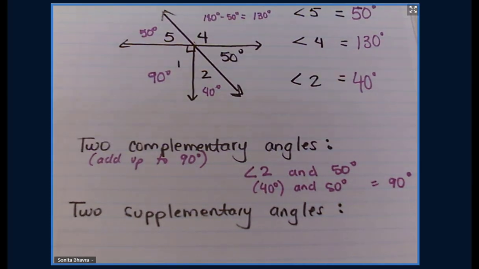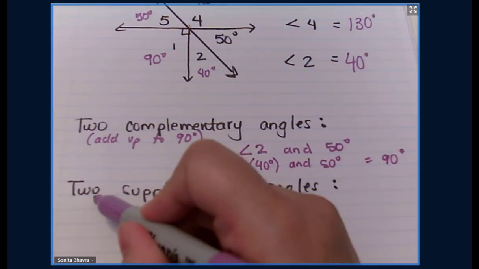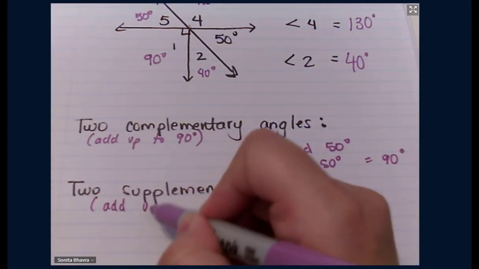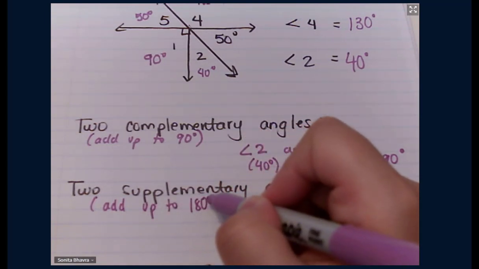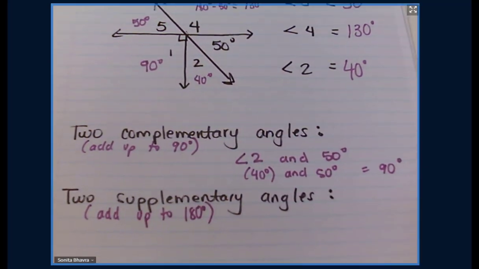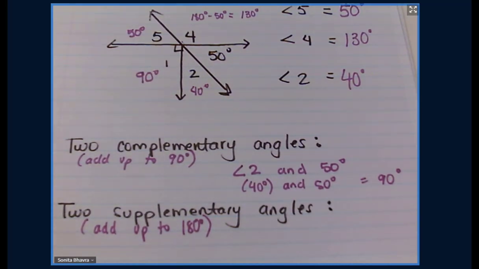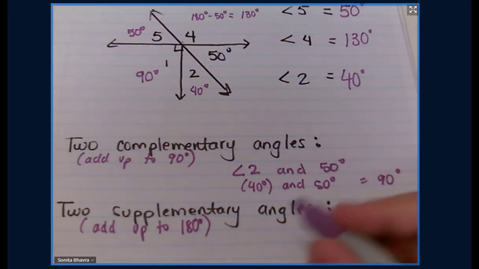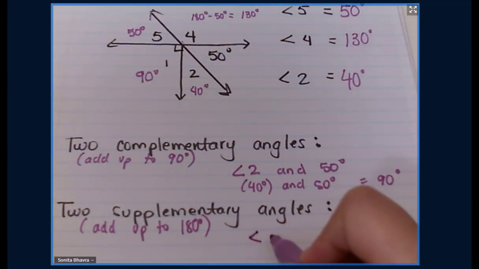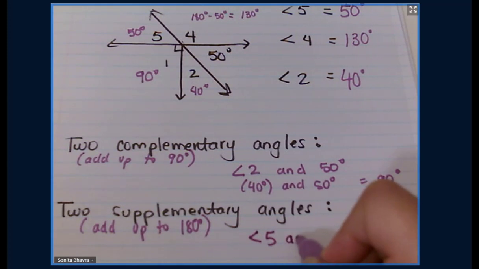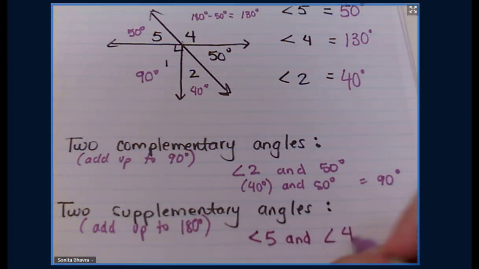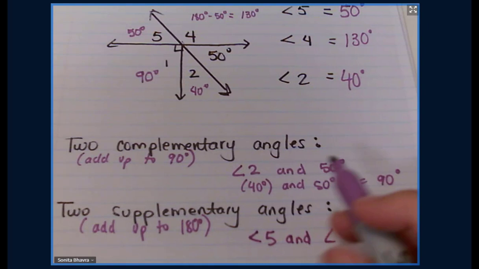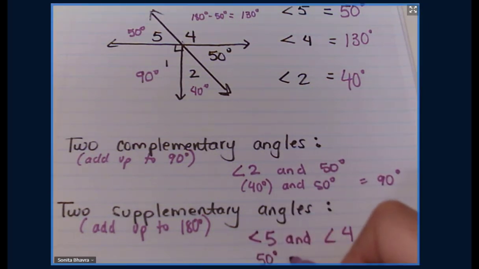Two supplementary angles are two angles that add up to 180. So two supplementary angles here, we can use angle 4 and 5, the two that will add up to 180 degrees. Angle 5 and angle 4, which was 50 degrees and 130 degrees, gives me 180 degrees.